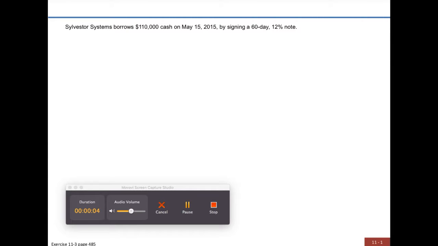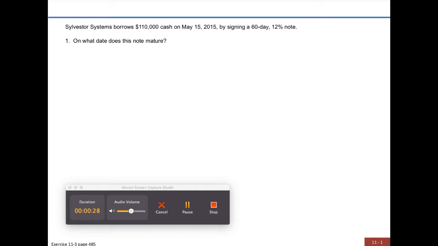Sylvester Systems borrows $110,000 cash on May 15, 2015 by signing a 60-day 12% note. On what date does this note mature? Well, it's pretty easy. All we have to do is count how many days there are between May 15th, starting there, and count 60 days out and see what date we land on.